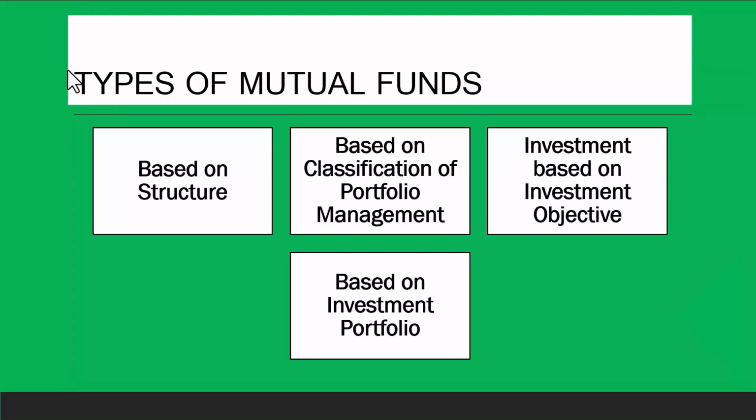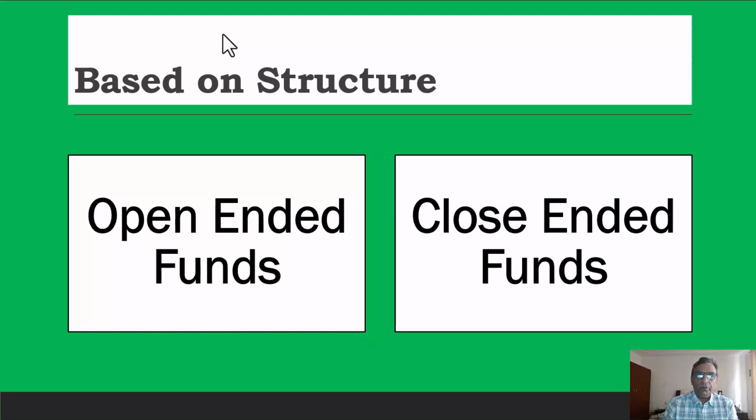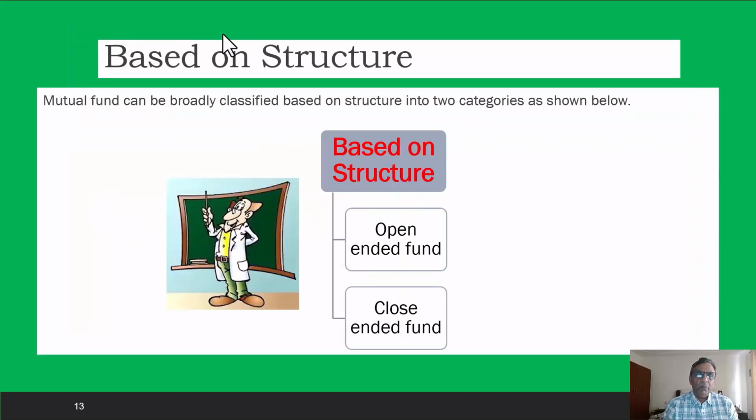Now, types of mutual funds. There are four broad categories of mutual fund: based on structure, based on classification of portfolio management, based on the investment objective, and based on the investment portfolio. First we are going to talk about based on structure. There are two kinds of mutual fund: open-ended mutual funds and close-ended mutual funds. So let's discuss what open-ended mutual funds are.